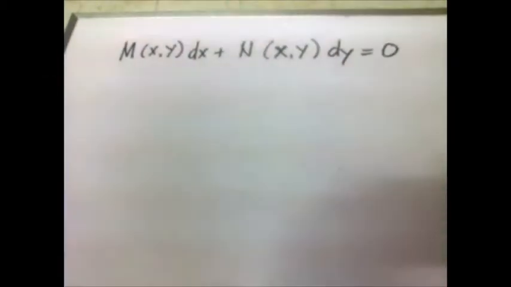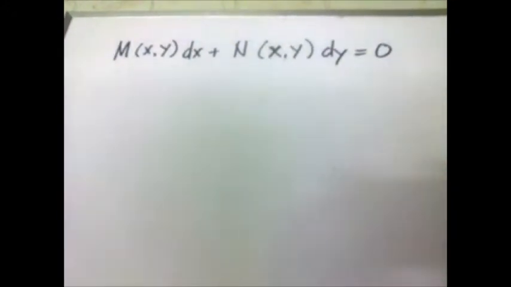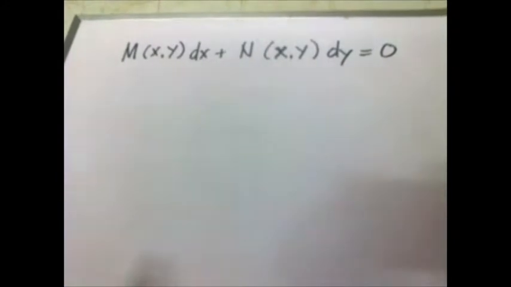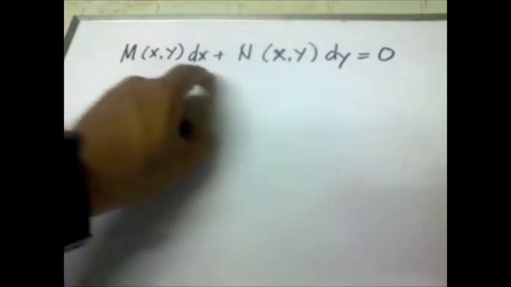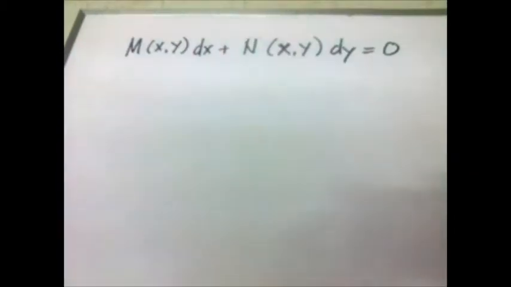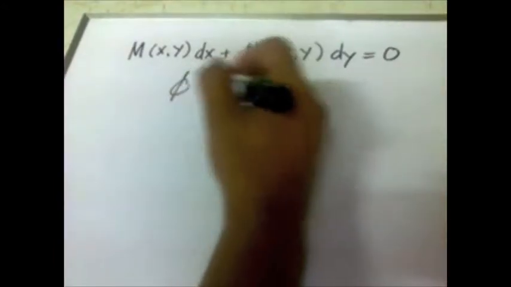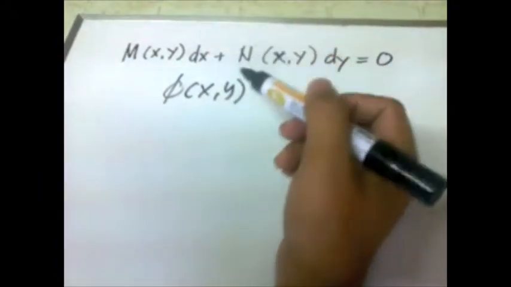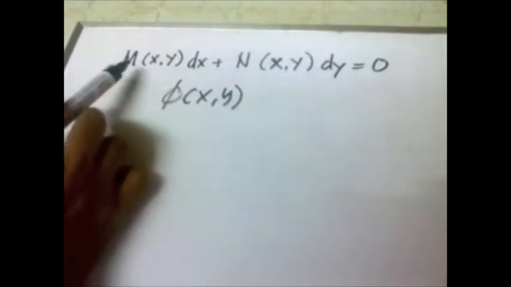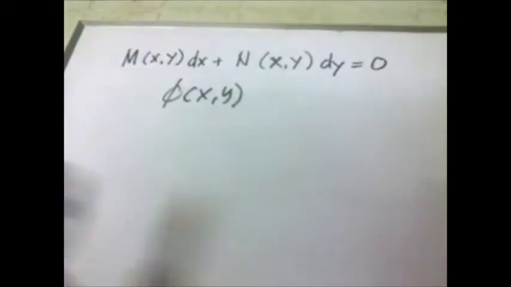Okay, so we will now show you the complete solution on how to answer the given problem number one. In our given problem, we have our general differential equation, M(x,y) dx + N(x,y) dy = 0. We also define a phi of x,y, which is an integrating factor to be multiplied in our general differential equation so that we will arrive at what we call an exact differential equation.